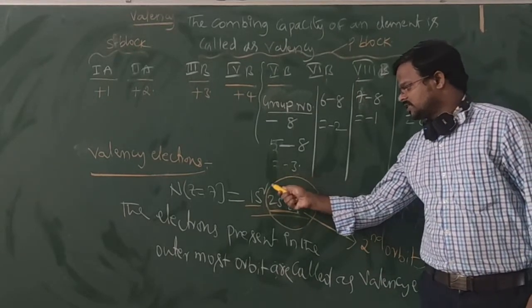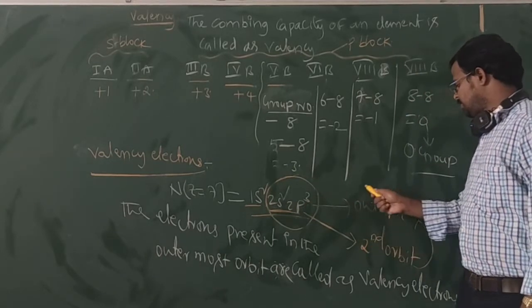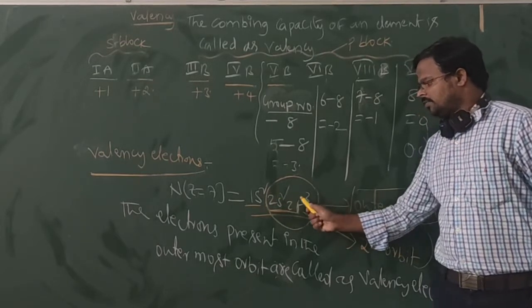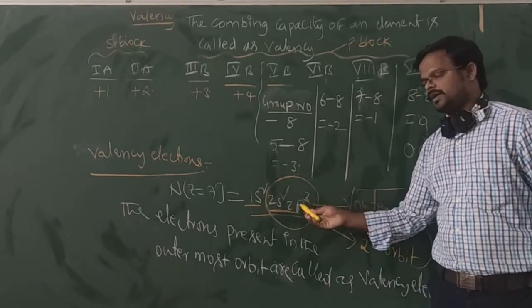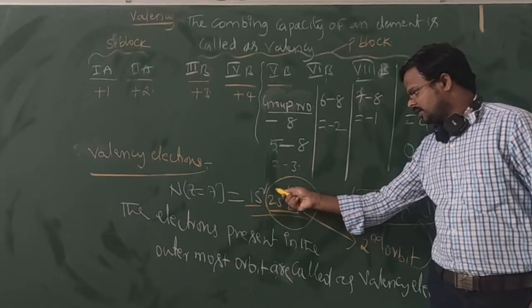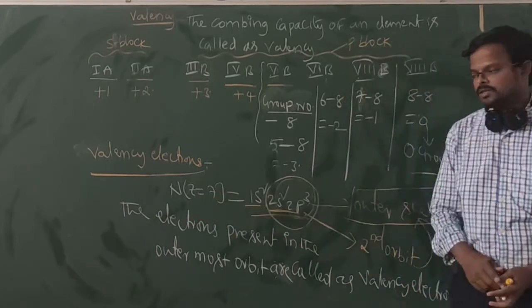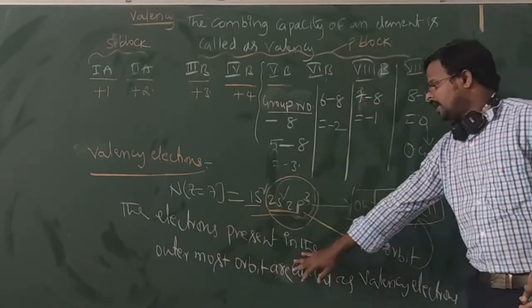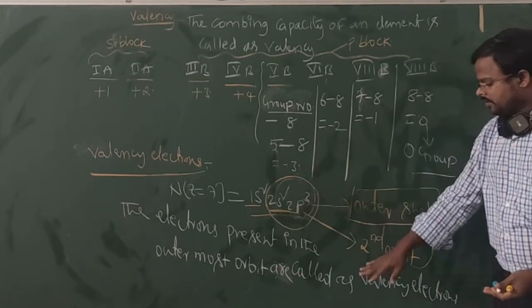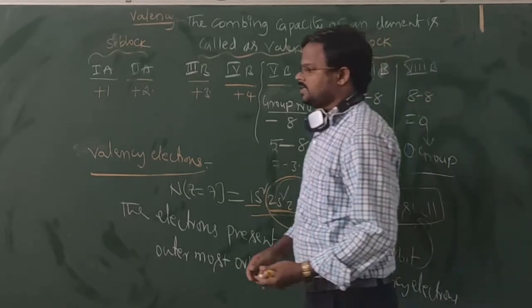So this 2s orbital and 2p orbital present in which orbit? Second orbit. So the second orbit is named as outermost shell. The electrons present in this second orbit, the outermost orbit, which is the last orbit. So generally we call it last orbit also. Here the last orbit is the second orbit. These electrons present here we call valency electrons. So the electrons present in the outermost orbit, the last shell of an electronic configuration, are called valency electrons.